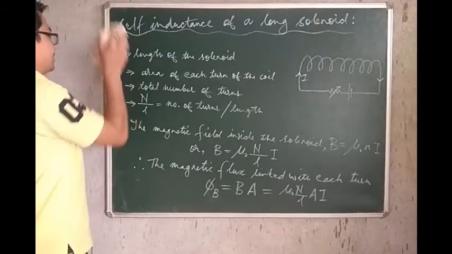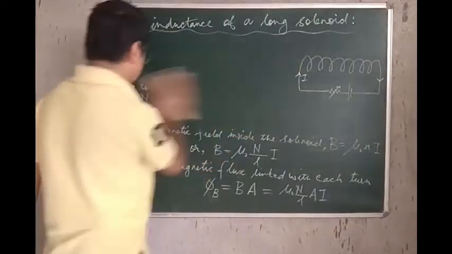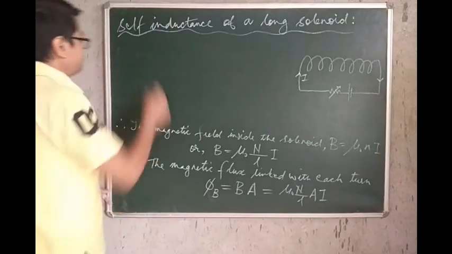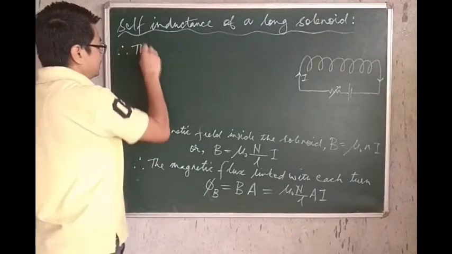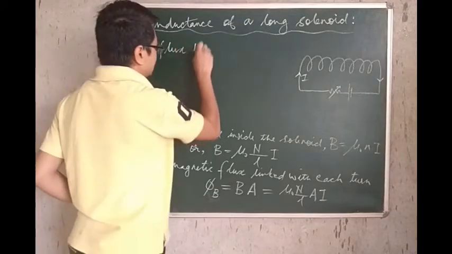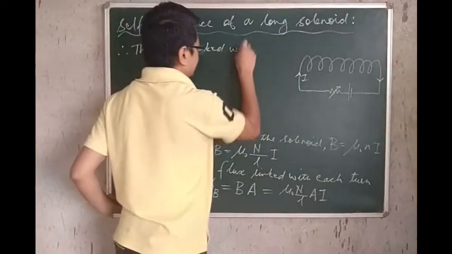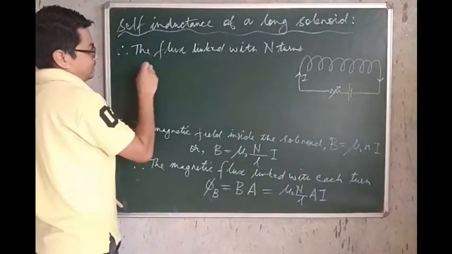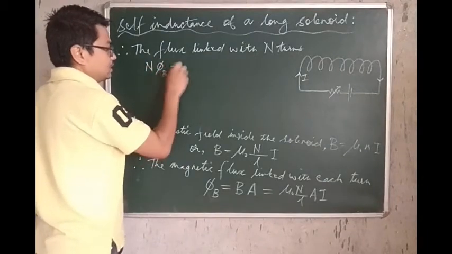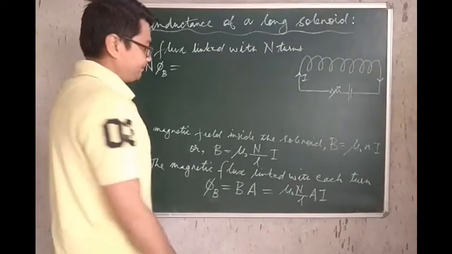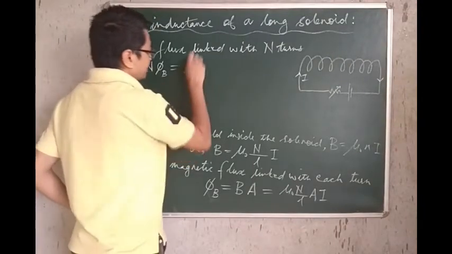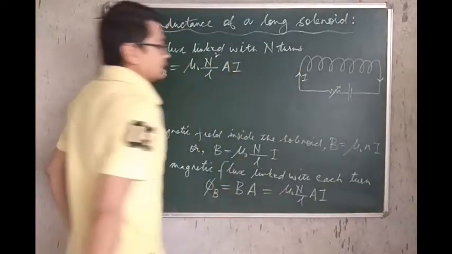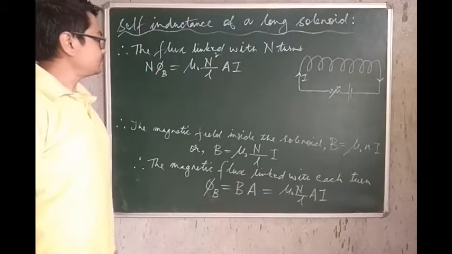So I believe you've already done that. So therefore, the flux linked with N turns of the coil will be how much? It will be N phi B. This is the flux linked with N number of turns. So therefore this becomes equal to mu naught N squared upon L capital A into the current flowing through the coil.